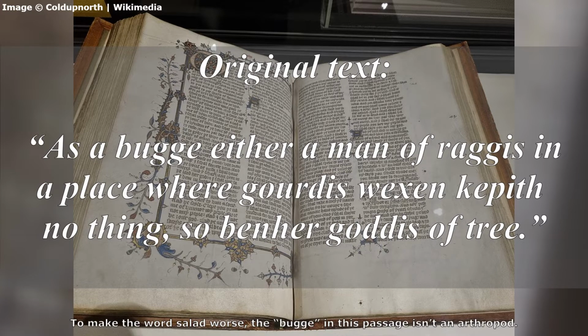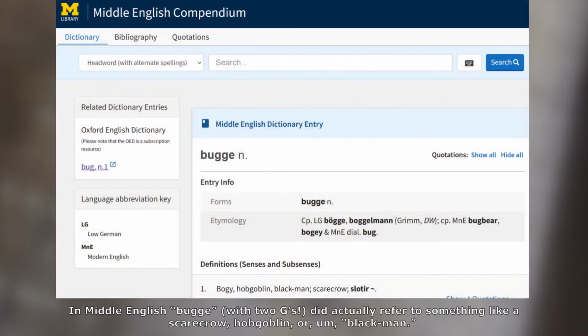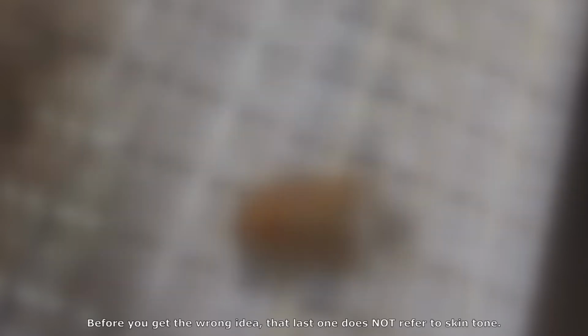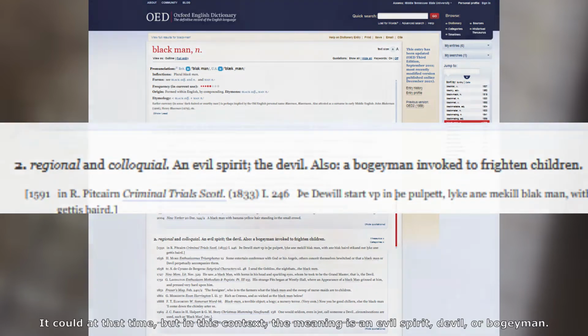To make the word salad worse, the bug in this passage isn't an arthropod. Future translations rendered bug as scarecrow. Weird, yeah? In Middle English, bug with two G's did actually refer to something like a scarecrow, hobgoblin, or black man. Before you get the wrong idea, that last one does not refer to skin tone. It could at the time, but in this context, the meaning is an evil spirit, devil, or boogeyman.